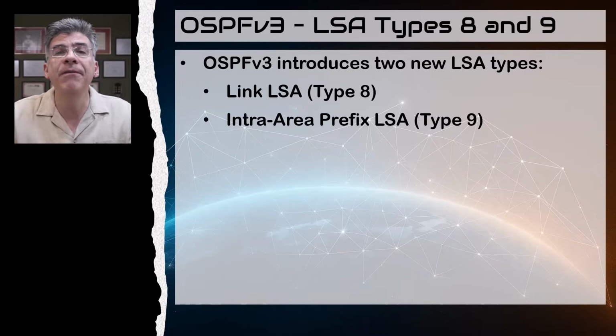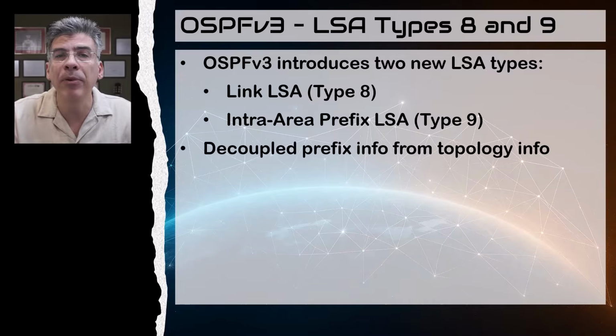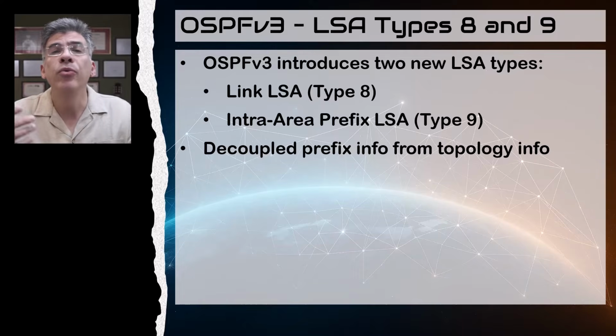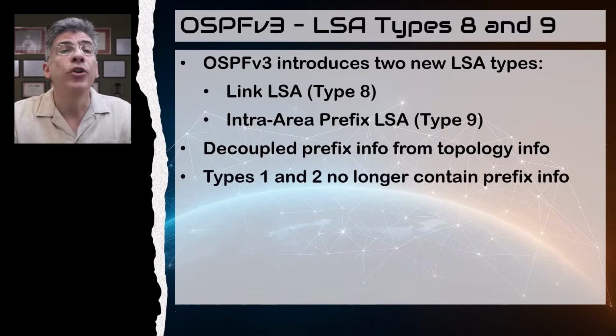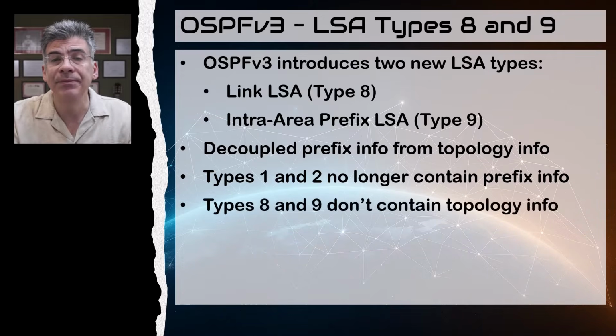Because OSPF version 3 has decoupled the prefix information from the topology information. Remember, OSPF shares information about the whole topology of an area, including links, costs, router IDs, and so on. Type 1 and Type 2 LSAs no longer contain any information about prefixes. They now only contain topology information.